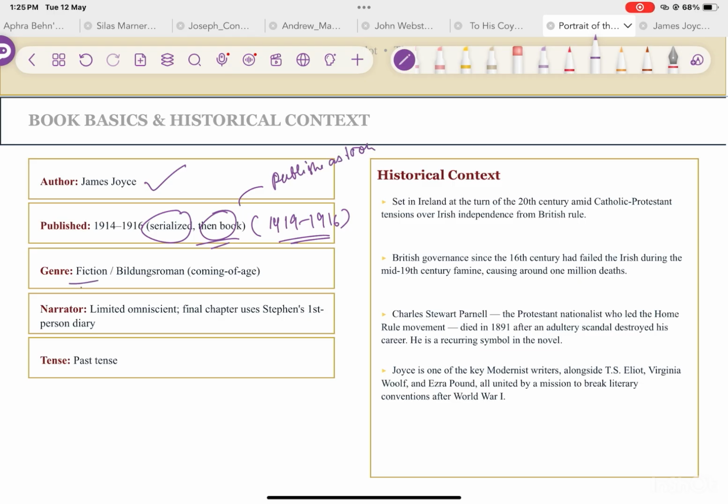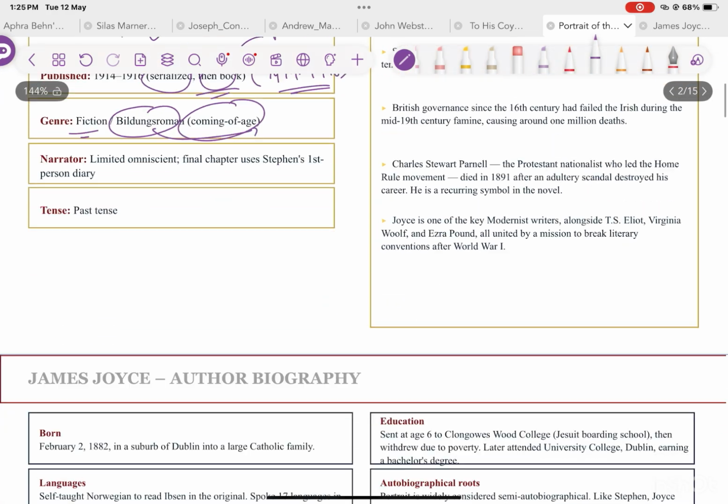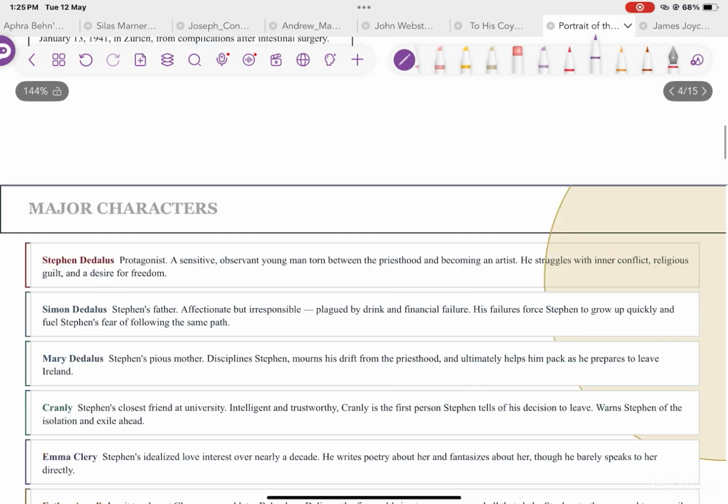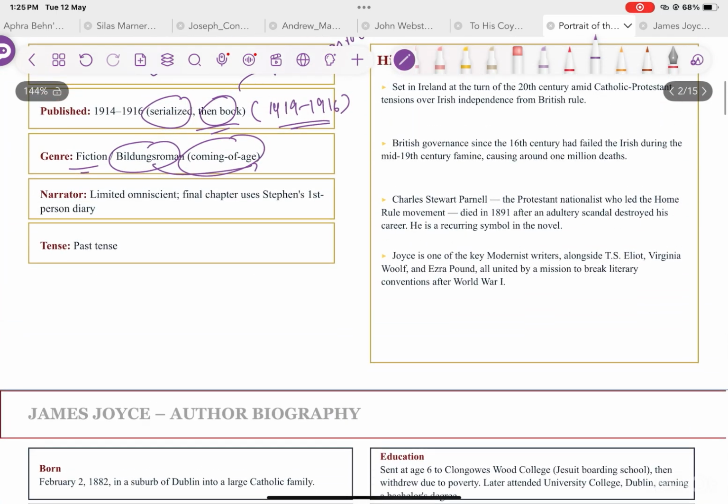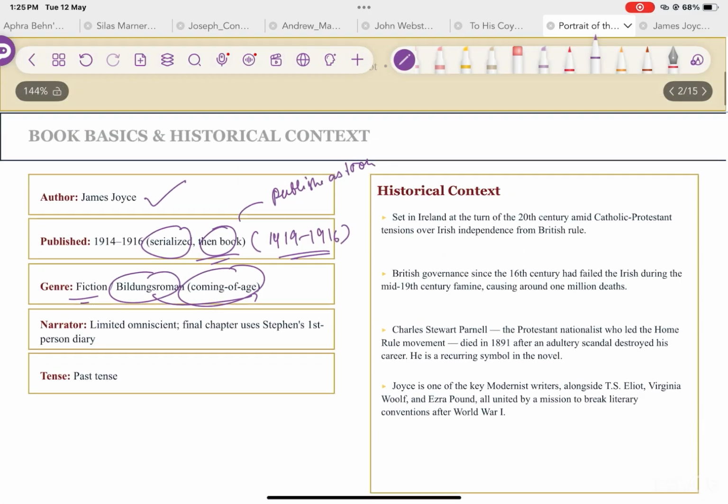So, fiction, Bildungsroman, like coming of age. You will see the character development. Bildungsroman is especially a German term, and you see the character development of some person. Like here, our main guy, Stephen. His character development is being portrayed in this novel. The narrator is limited omniscient. The final chapter uses Stephen's first person diary, so it is in past tense.